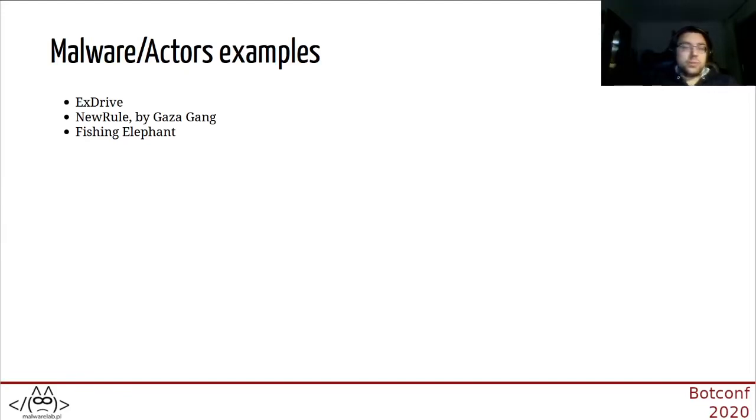The first one will be Xdrive, then we'll go with Neural, which is a malware, and I will try to say why I believe it's operated by Gaza Gang, and then we'll go with Fishing Elephant, which is a very funny actor, I think. I'm not sure about anything being published about any of those besides the Fishing Elephant that I did a couple of conferences on in the last couple of months.